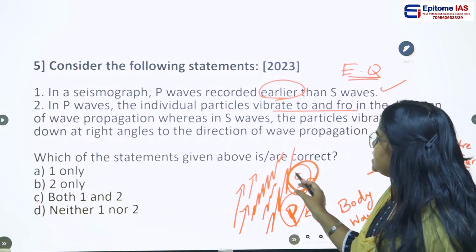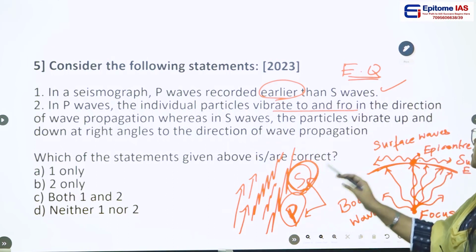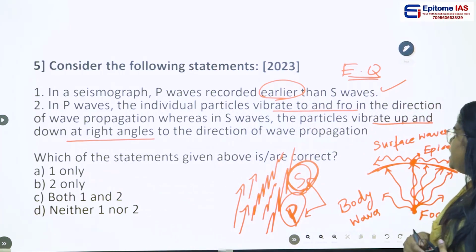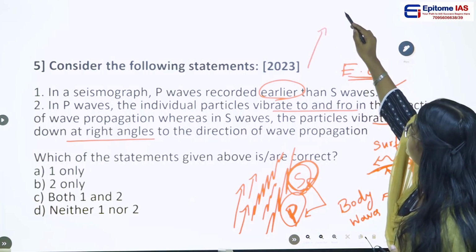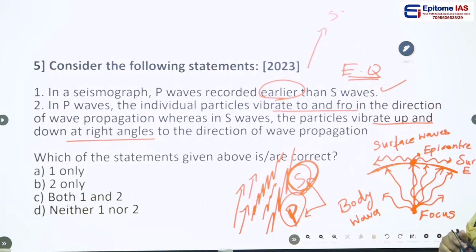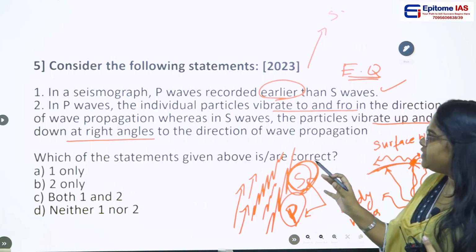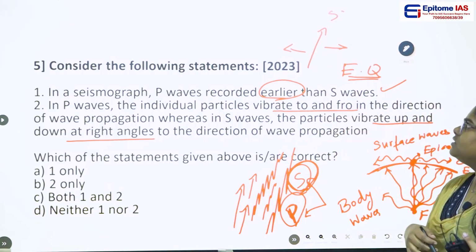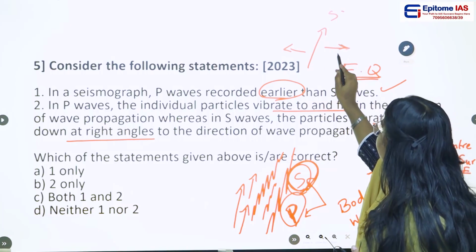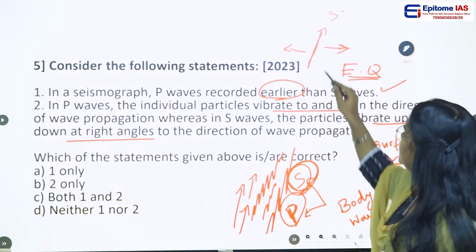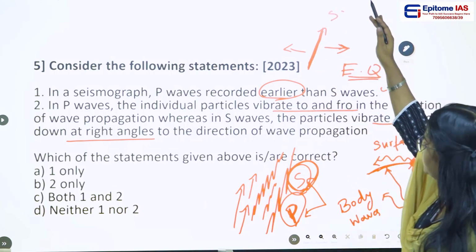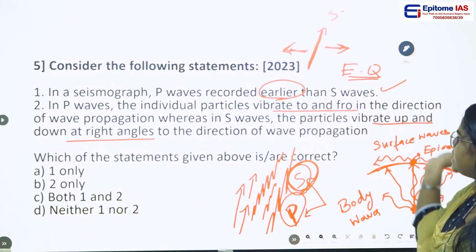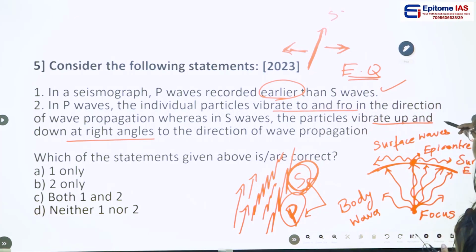And the second part is about S waves. In S waves, the particles vibrate up and down at right angles. So let's say this is the direction of the S wave, going in the upward direction. The vibration will be happening perpendicular to the direction of the wave, at right angles on both sides. So this particular statement is also correct.